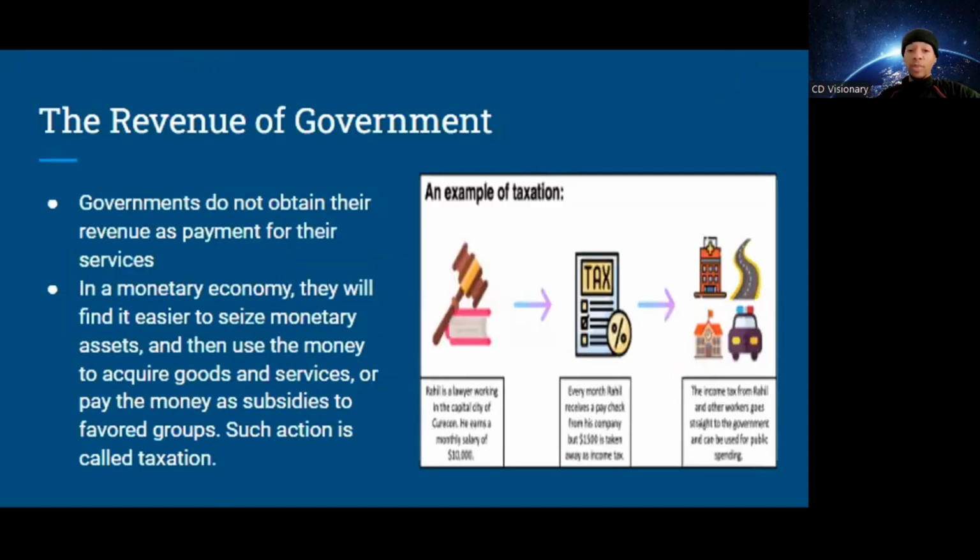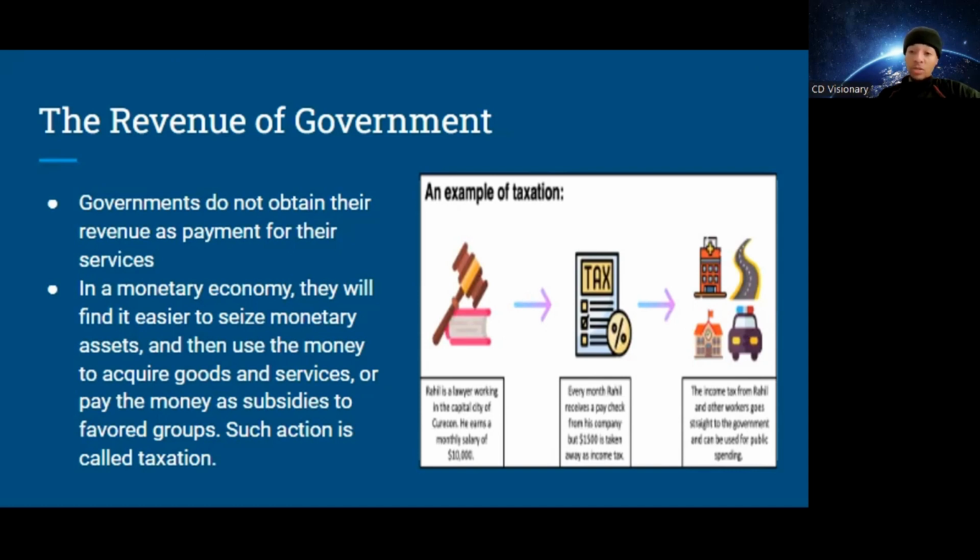The revenue of government. Governments do not obtain their revenue as payment for their services. In a monetary economy, they will find it easier to seize monetary assets and then use the money to acquire goods and services or pay the money as subsidies to favorite groups. Such action is called taxation.